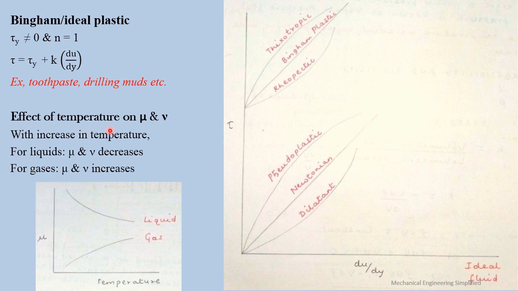Then, effect of temperature on dynamic and kinematic viscosity. With increase in temperature, for liquids, mu and nu both, that is the dynamic viscosity and kinematic viscosity, decrease, but the reverse is the case for gases. While increasing the temperature, mu and nu increase in the case of gases. This is a very important relation. They appear in several examinations time and again, so please make a note of this.